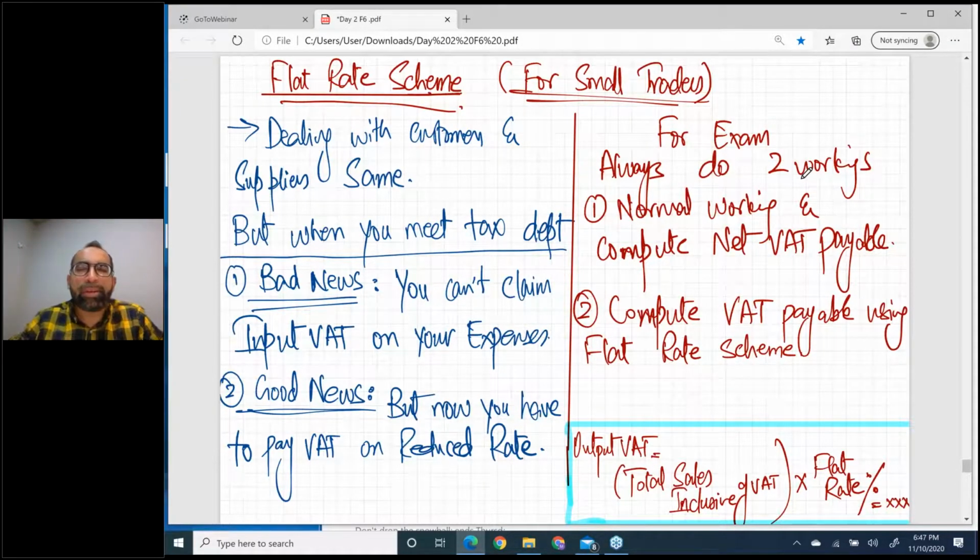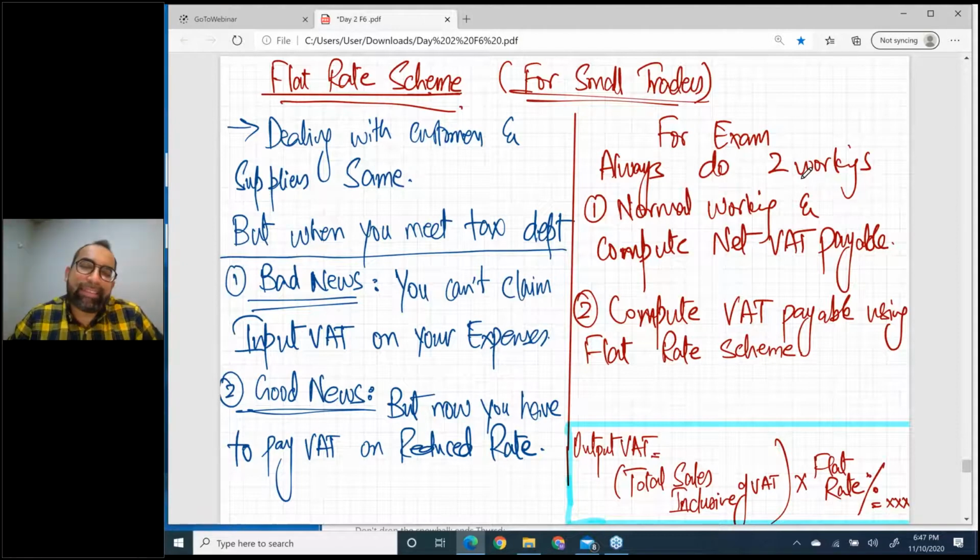When you meet the tax department, your dealing will be different. There will be two news. Look at the screen now. When you meet the tax department, you will listen to two news: one is bad news and one is good news. I've used the words bad news and good news.